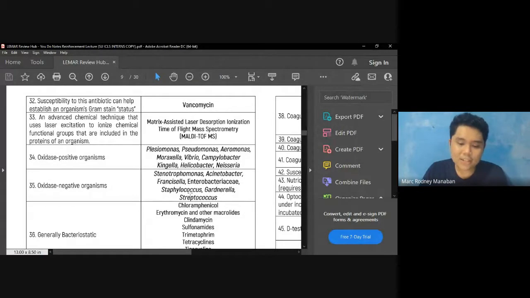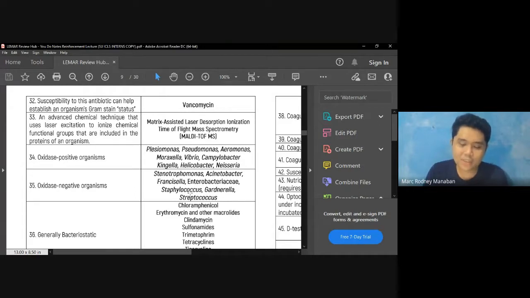Alright, okay. Next, you have the MALDI-TOF MS. Of course, we have discussed this already. It is more on detecting the mass of the different proteins, the different composition of your organism. You ionize it, and then they fly, and you measure their time of flight. And then you compare the results to the spectrum database in the machine to identify the organism. Alright? So, that's MALDI-TOF MS.